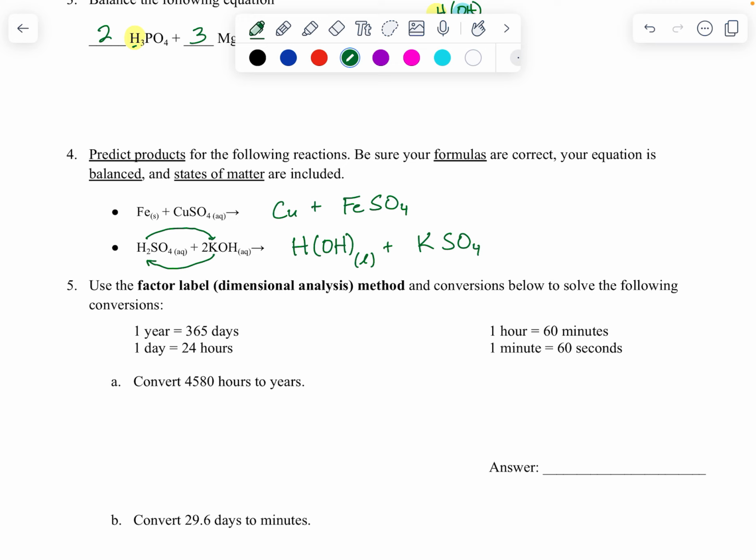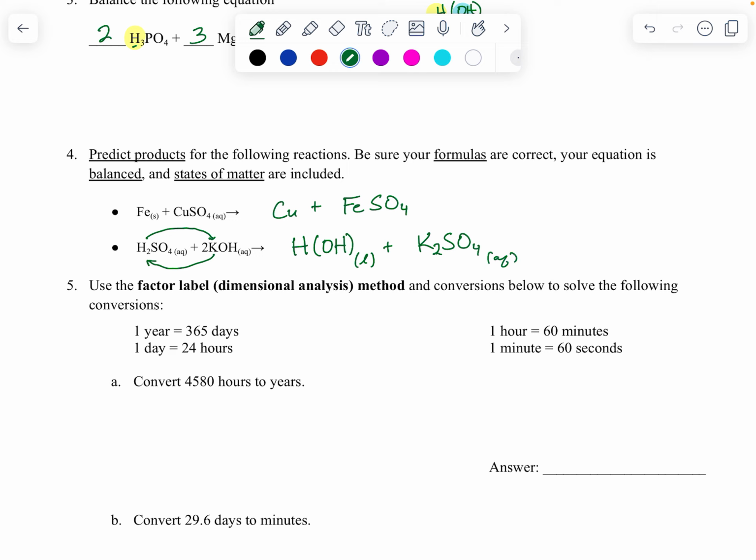All right, so we have +1, -2. You crisscross those. I'm going to need 2 of those potassium ions there to balance out the 1 sulfate ion. So you see we have to balance our charges before we move on. Everything is going to be aqueous there.